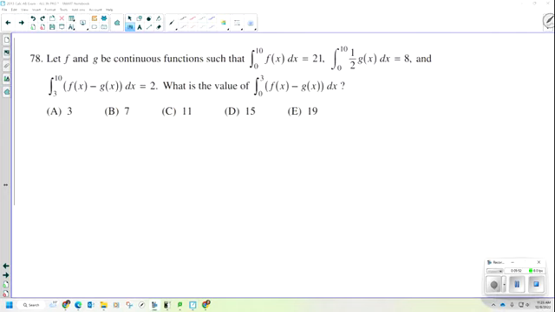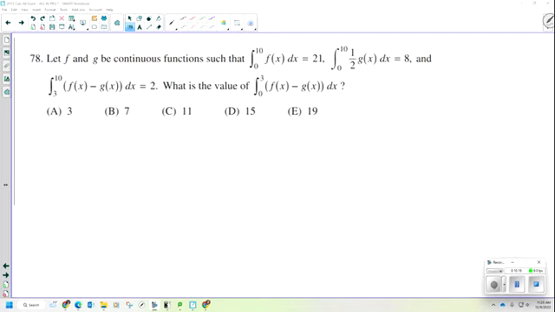Let f and g be continuous functions such that the integral from 0 to 10 of f of x dx is 21. The integral from 0 to 10 of 1/2 g of x dx is 8. And the integral from 3 to 10 of f of x minus g of x dx is 2. What is the value of the integral from 0 to 3 of f of x minus g of x dx?